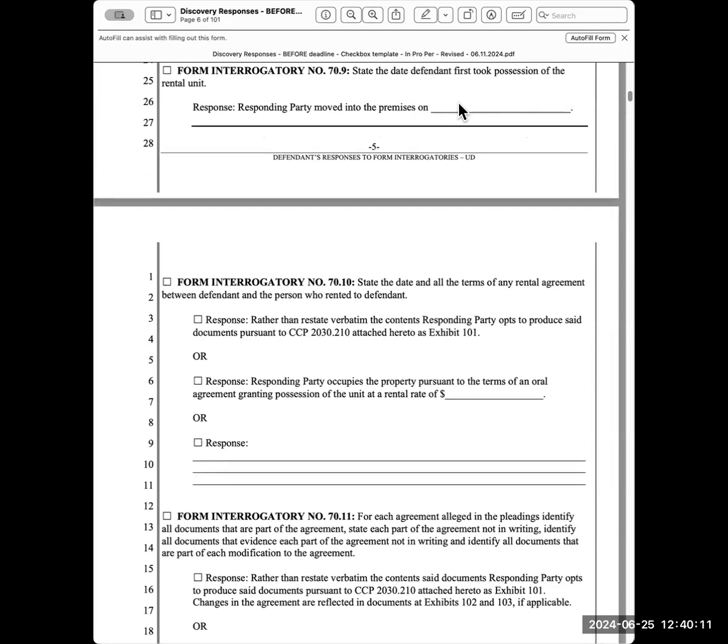Or if you don't even know what date it was, but maybe you know the month, you put on or about that month and year. You want to make it as specific as possible based on your recollection. If you have tangible evidence, you should try to find that to give the most accurate answer.